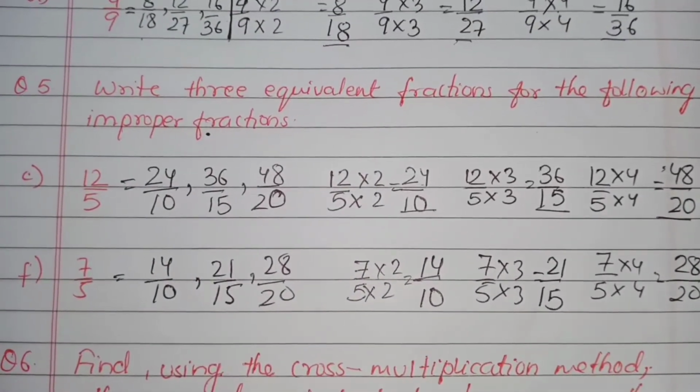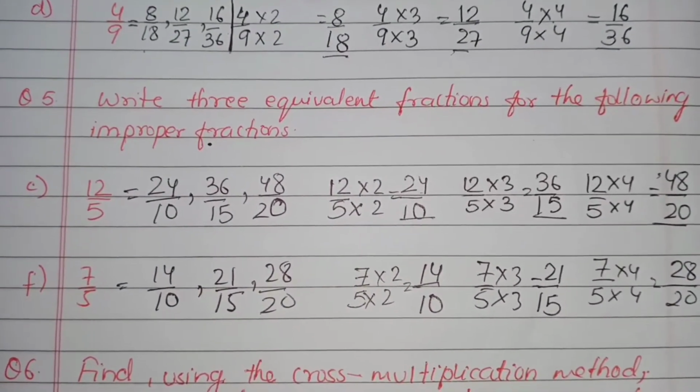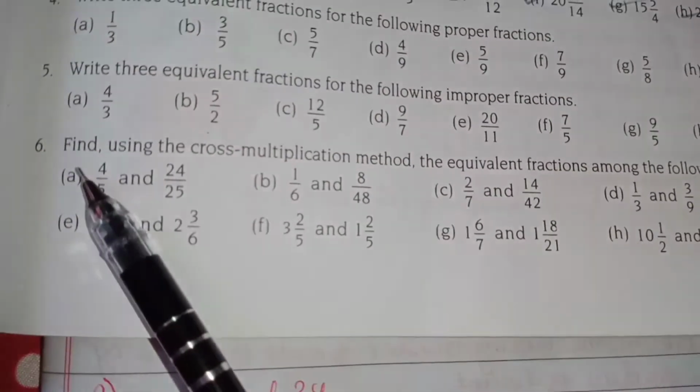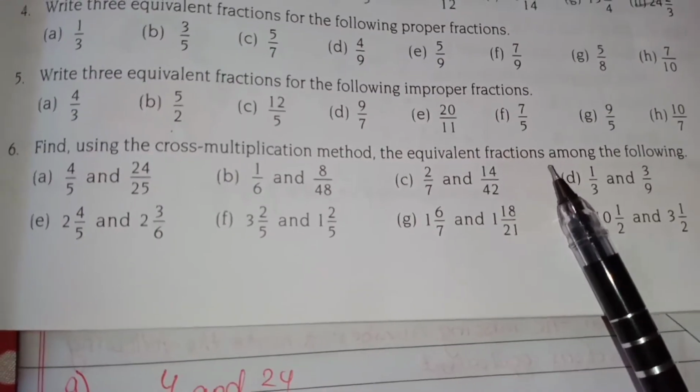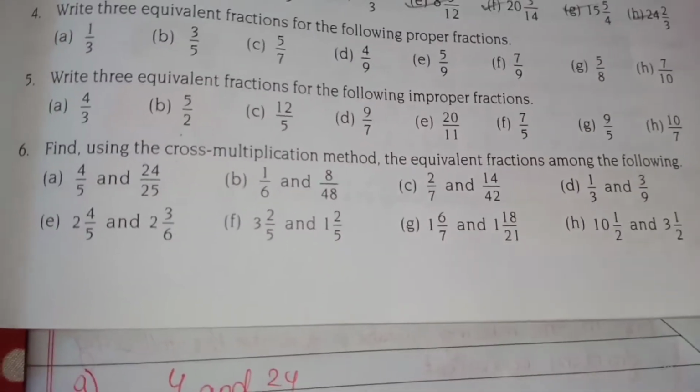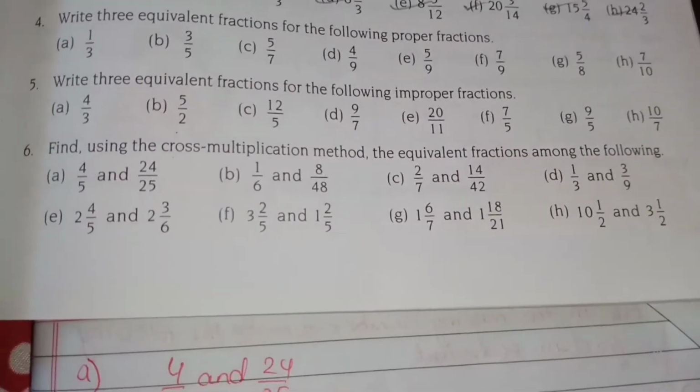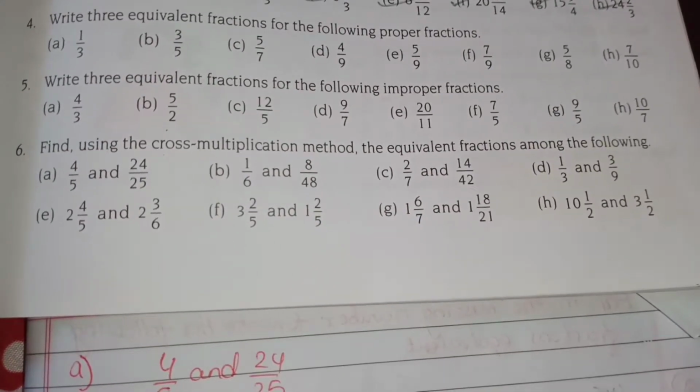In the same way you will do the left one question. Okay, now what is question number 6? Find using the cross multiplication method the equivalent fractions among the following. So here we are going to use the cross multiplication method and we are going to find the equivalent fractions.